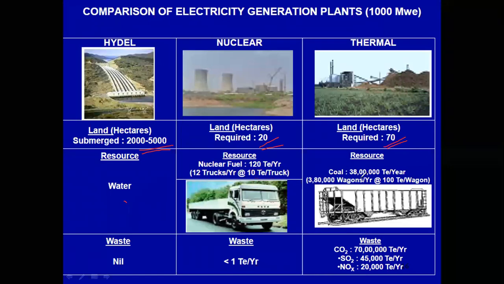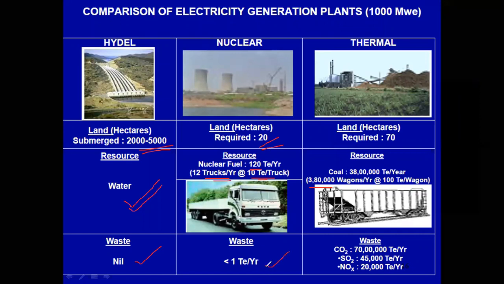But in the thermal power plant, how much fuel is required? 38 lakh tons is required. That means 3,80,000 wagons per year, carried by the railways. In one wagon, how much is there? Approximately 100 tons. But in the hydroelectric power plant, the environment is not polluted, and there is no wastage particle.